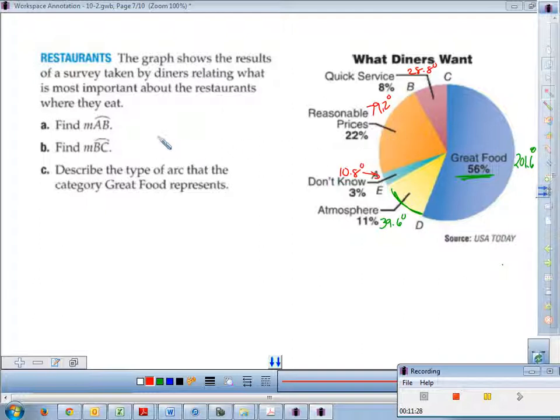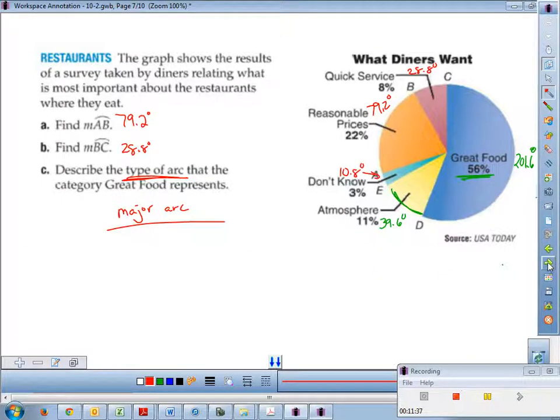Find the measure of arc AB. Well, where's A? There's an A. I covered it up. Arc AB right there is 79.2 degrees. Measure of arc BC is 28.8 degrees. Describe the type of arc, so they mean major, minor, or semicircle, that the category of great food. Well, great food is 201 something or other degrees. That's got to be a major arc because it's more than 180 degrees.